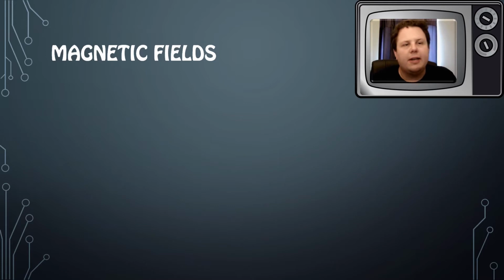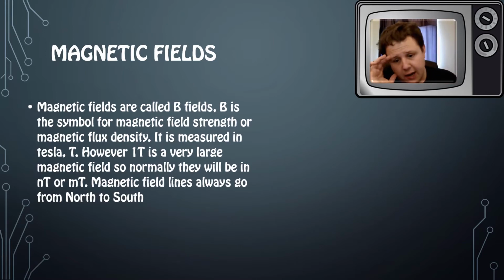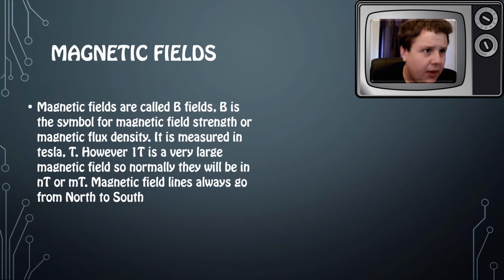Okay, so the magnetic field shapes you need to know. So, magnetic fields. We call these B fields. They're called B fields because somebody liked the letter B, and that's pretty much it. There seems to be no other reason. So there we are. And that's the symbol for magnetic field strength, which is also known as magnetic flux density.